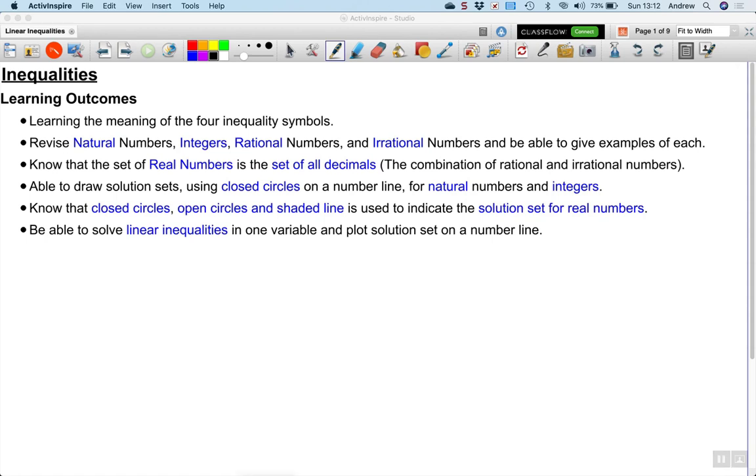Right, please copy down the learning objectives onto a clean page in your class copy. And as we go through this unit of work, you need to be referring back to this to make sure that you have understood all these learning outcomes. You can pause the video at this time in order to take note of these learning outcomes.